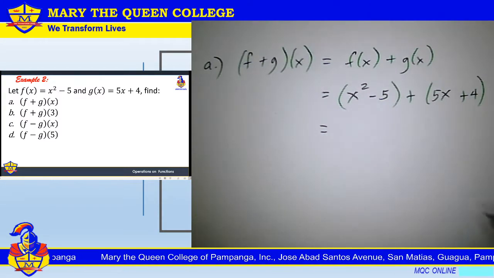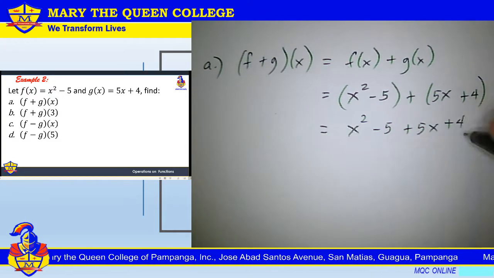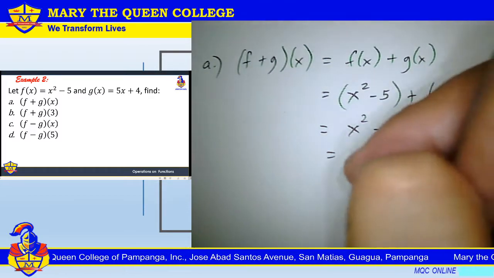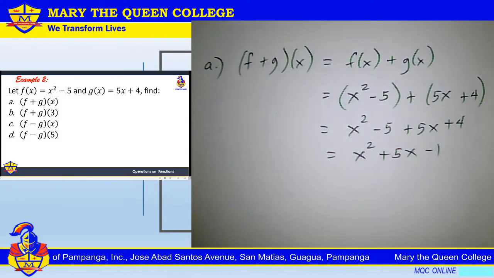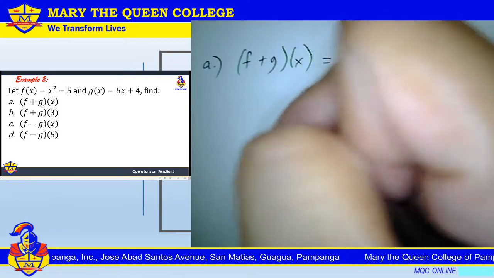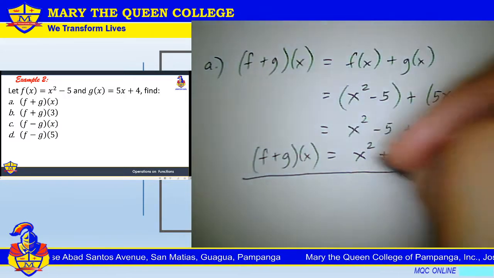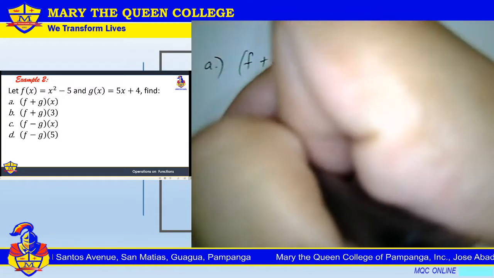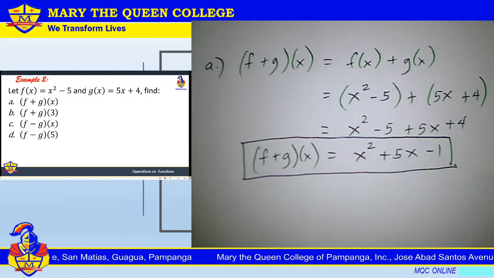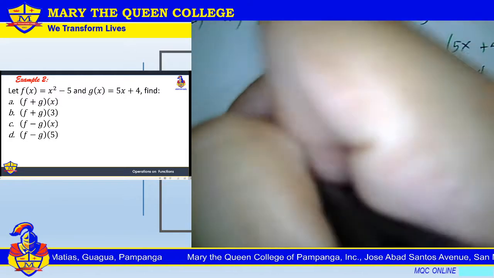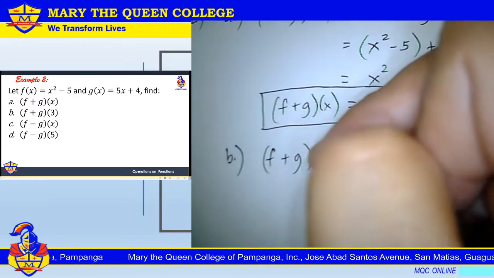So, remove the grouping symbol. We have x squared minus 5 plus 5x plus 4. Simplify po natin. We have x squared, combine similar terms kung meron, plus 5x minus 1. So, this is now f plus g of x. Okay. So, this is now our final answer. Okay? So, nakuha po ba? Okay. Next. For letter B, we have f plus g of 3.